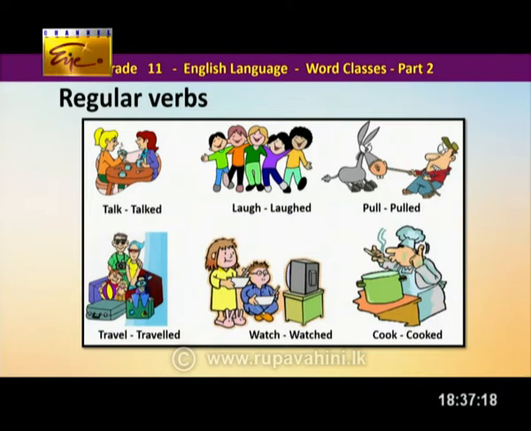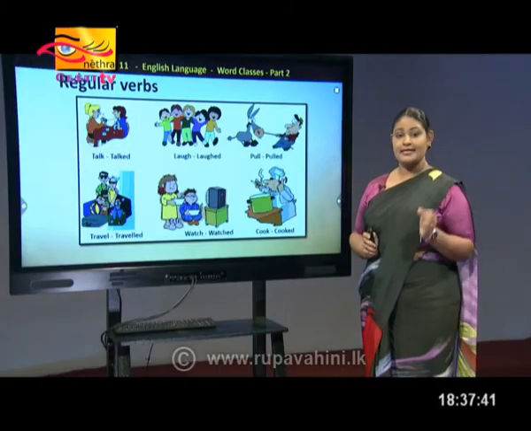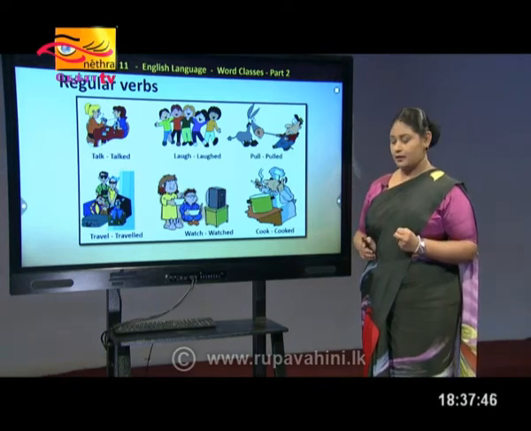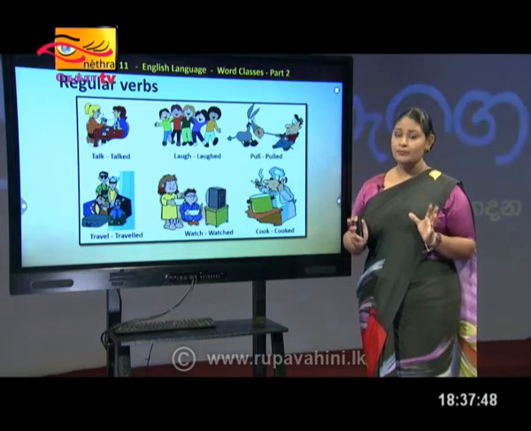Watch, watched. Yes, people are watching television here. So that is the verb. Root word is watch. The base form is watch. Now when you make it past tense, you have added ed. Also, when you take cook, there's a chef here, right? Cook has become cooked. The root verb, the base form, is cook. You have added ed to make it the past tense of the verb. It's cooked. So hope this is clear now.